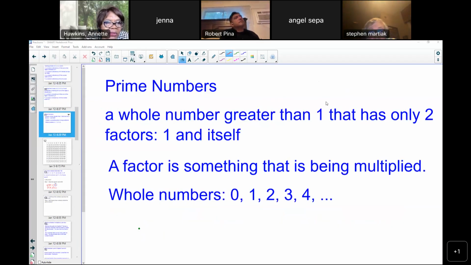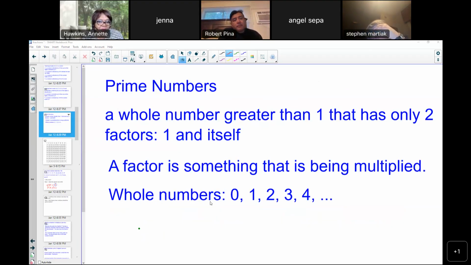Okay, so a prime number is a whole number greater than 1 that has only 2 factors, 1 and itself. A factor is something that's being multiplied. That's what the word factor means. If you see the word factor, it means something that's being multiplied.